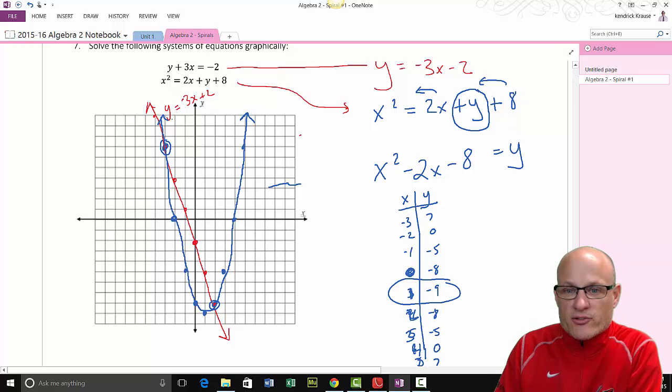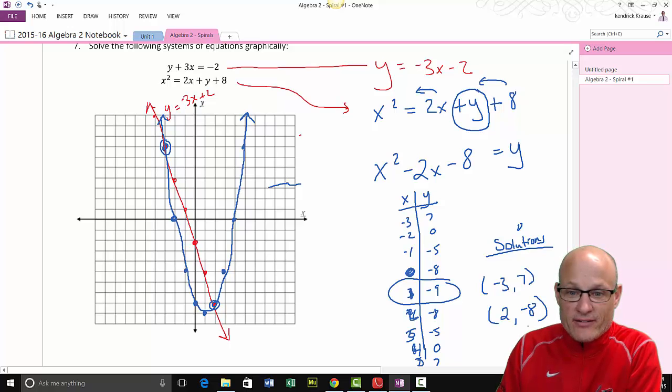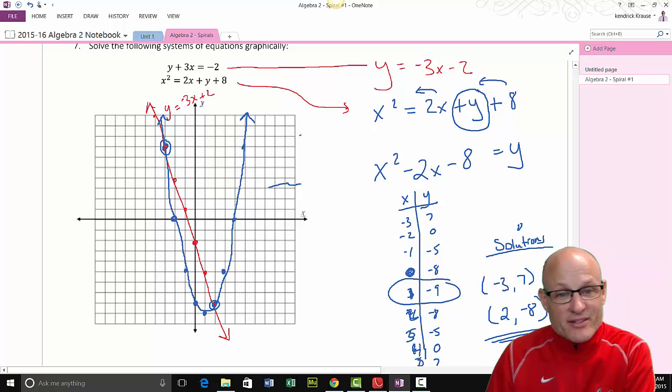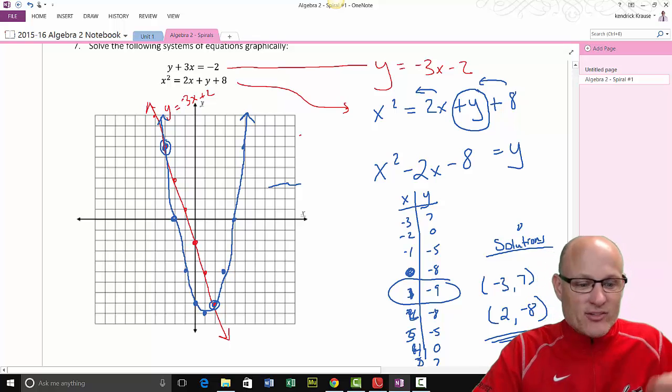With 2 points of intersection. And the points of intersection are called the solutions or the answers. Actually, they're probably just called the answers. So those are 2 points: negative 3, positive 7, and positive 2, negative 8. Some of you forgot to give me the answers, the points of intersection. And that's it, kids. That's all she wrote.